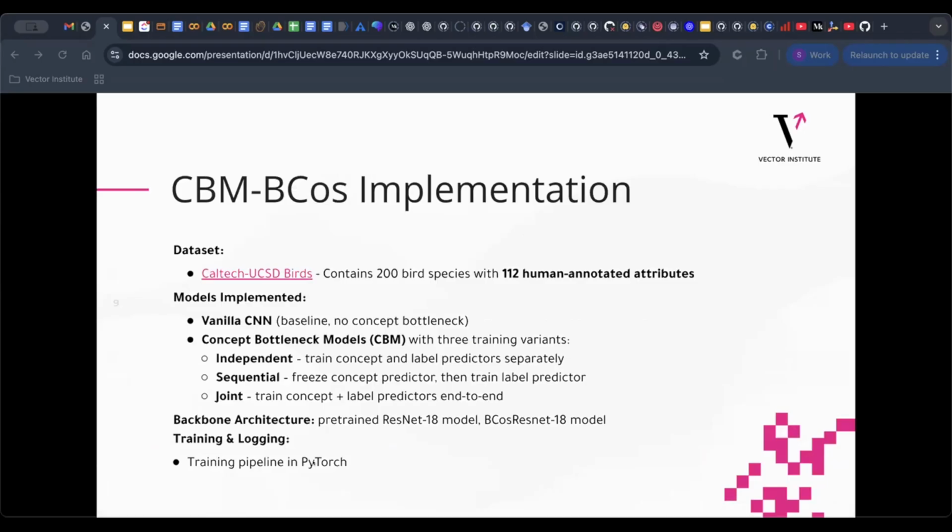In the CBM model, there are various ways to train it: independent, sequential, and joint. In independent, you train the two networks independently, the X2C and C2Y, input to concept and concept to label prediction. In sequential, you do it in a sequence. And in the joint one, you do both jointly, X2CY. The loss is different for each of these training methods. We dealt with the joint training paradigm here mainly, and we also replaced the vanilla CNN with the BCos ResNet 18 model.